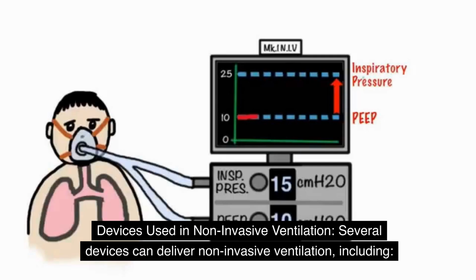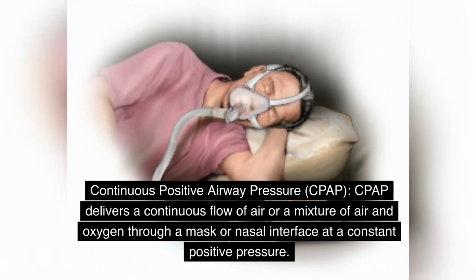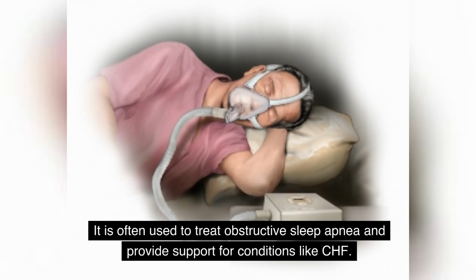Devices used in non-invasive ventilation. Several devices can deliver non-invasive ventilation, including continuous positive airway pressure, CPAP. CPAP delivers a continuous flow of air or a mixture of air and oxygen through a mask or nasal interface at a constant positive pressure. It is often used to treat obstructive sleep apnea and provide support for conditions like CHF.